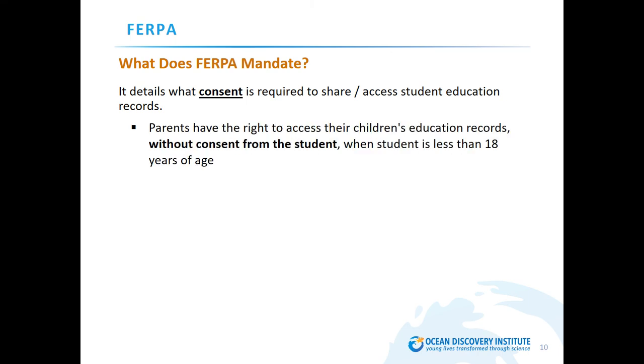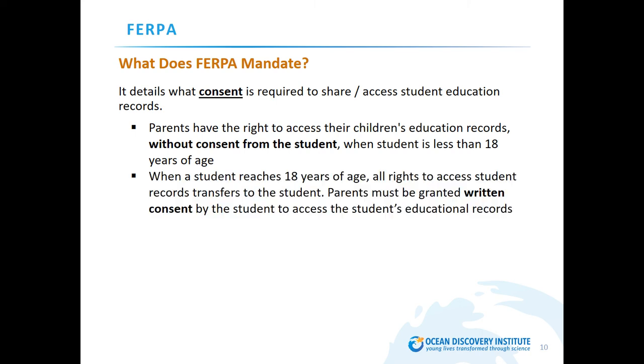FERPA details what consent is required to be able to share and/or access student education records. As per FERPA, parents have the right to access their children's student records without consent from the student as long as the student is less than 18 years of age. When a student reaches 18 years of age, all rights of access to the student's record transfers from the parent to the student.